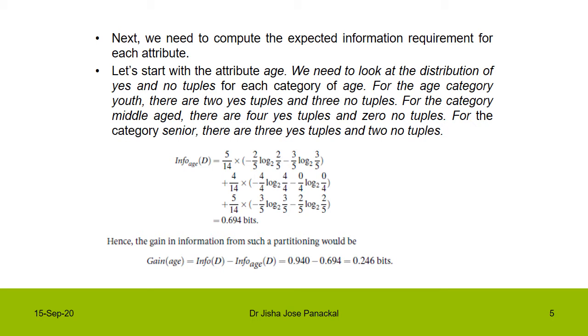Then we have to calculate the gain value, gain of age, that is the info of D minus info of D based on this age. So we have these values with us: 0.940, that is the info of D value, and info of D based on age, the value is 0.694. Here we get an information gain of attribute age as 0.246 bits. So this is the way we are calculating the gain of a particular attribute.